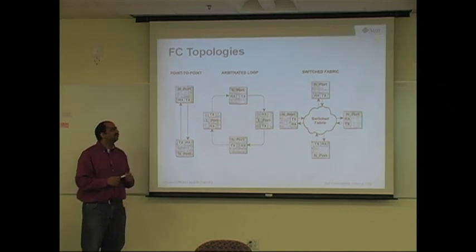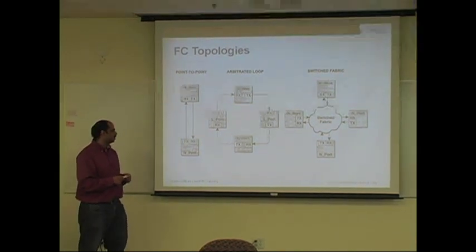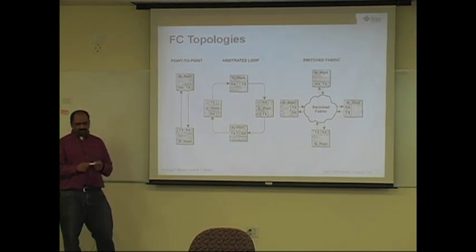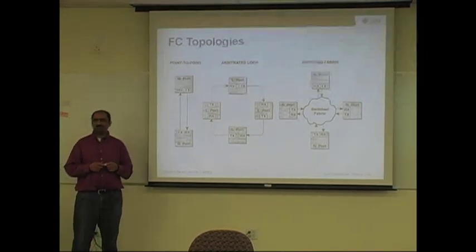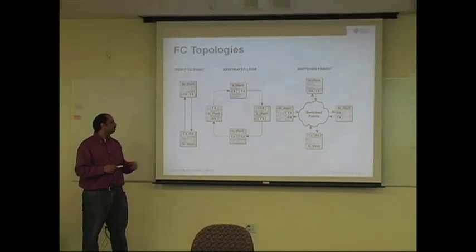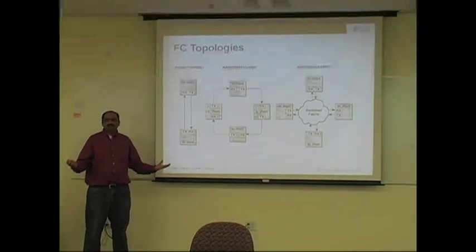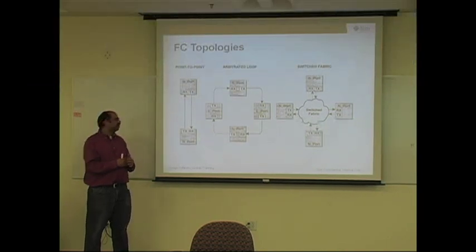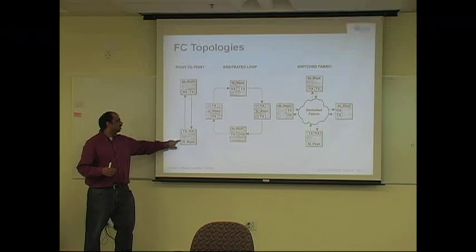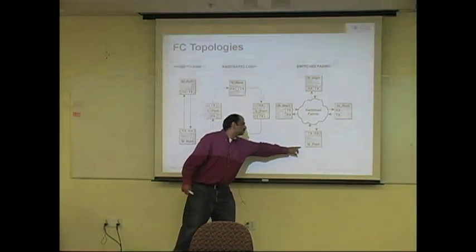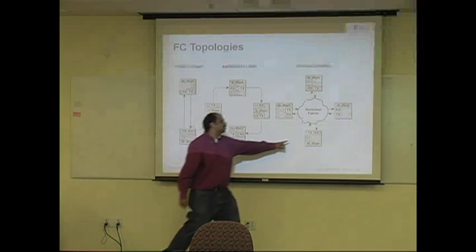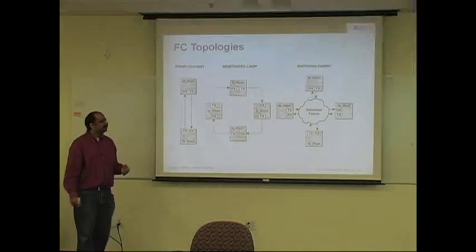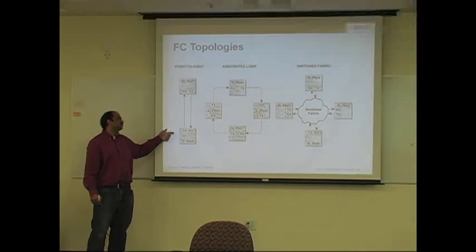There is another topology which is not very popular but still being used, called point-to-point, or in strict fiber channel terms, node-to-node or end-to-end. In this case, you just take two devices and connect them together. There is no switch, there is no loop. The difference between this and the fabric is that the switch provides services like name service and management service. In this case, there is no service.